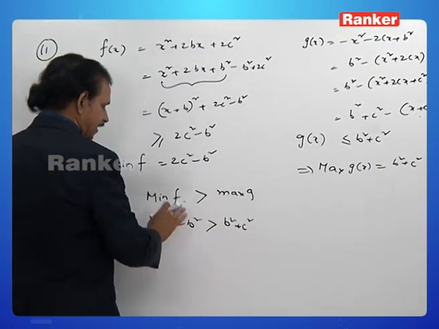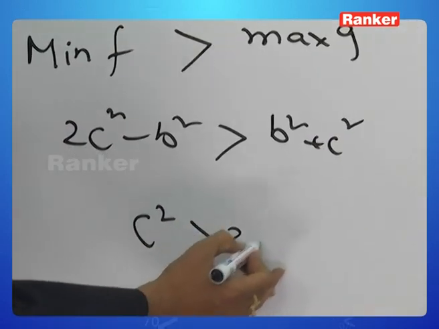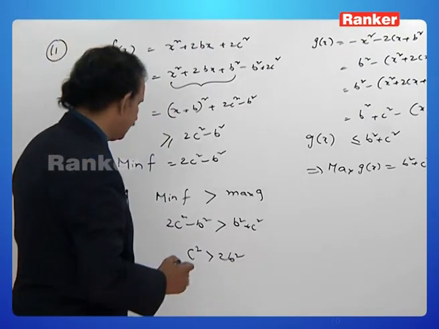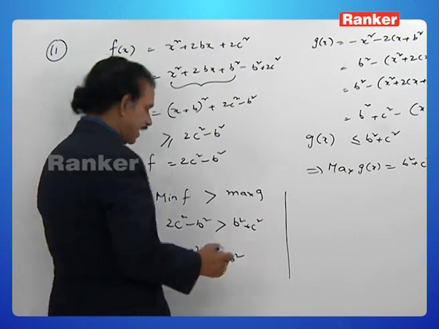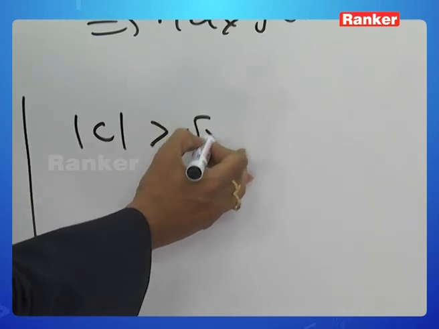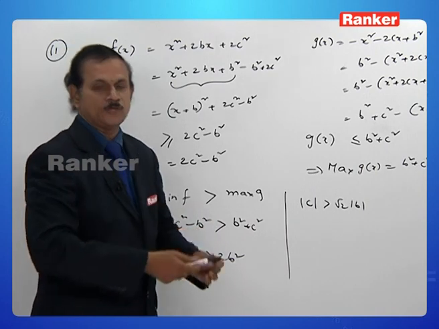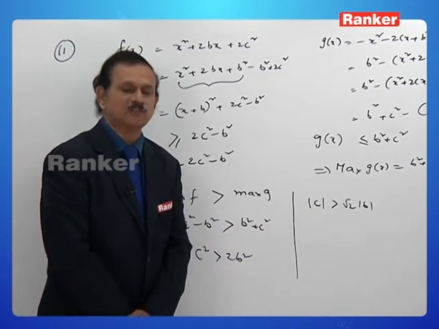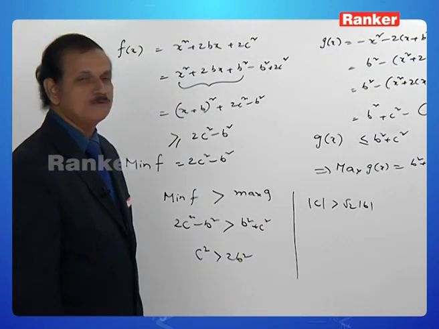Bring that c square here, send this b square to that side. What is going to happen? c square is greater than 2b square. Let us now take the positive square roots on both the sides. We shall have mod c is greater than root 2 into mod b. Therefore, among all the four options, the fourth option, that is option D, is correct.